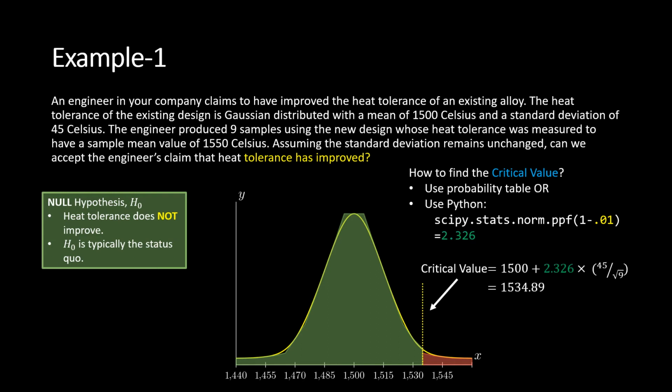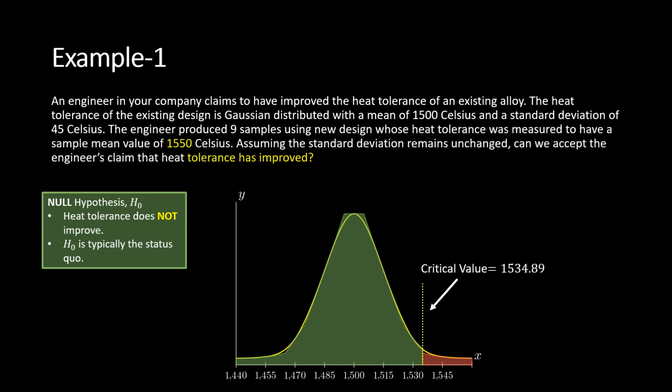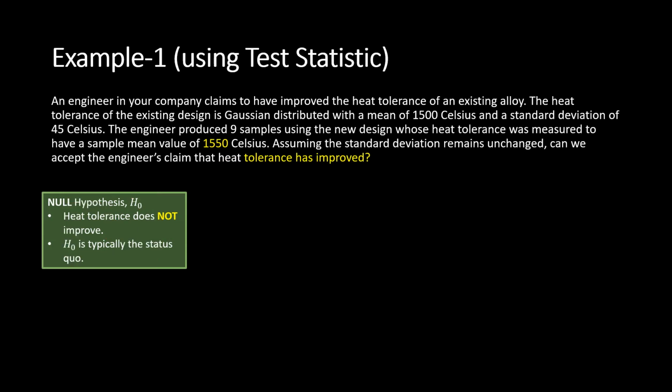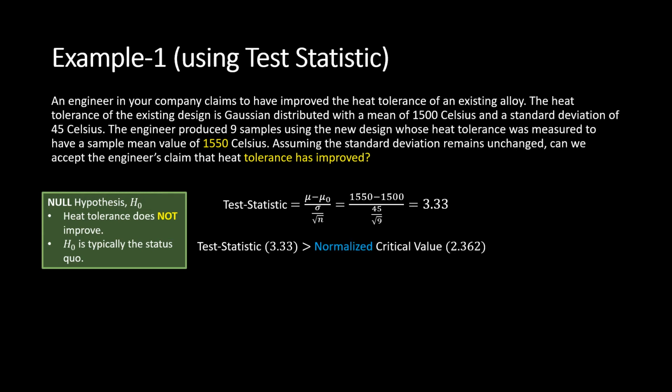And yes, you can see that it is in fact equal to 1534.89, which is around 1535. Now, since the observed sample mean of 1550 is greater than the critical value, it lies in the critical region. Therefore, we can go ahead and reject the null hypothesis, which was that there is no improvement in heat tolerance. An alternate method to solve this example is to find the test statistic and compare its value with the normalized critical value. The test statistic also indicates that the null hypothesis can be rejected because its value exceeds the normalized critical value.